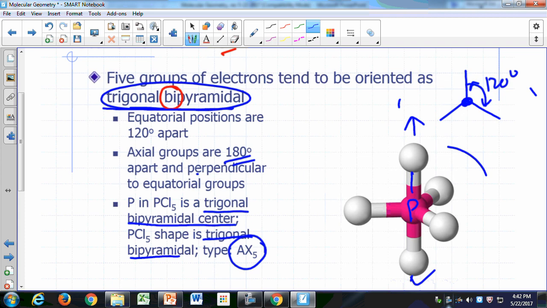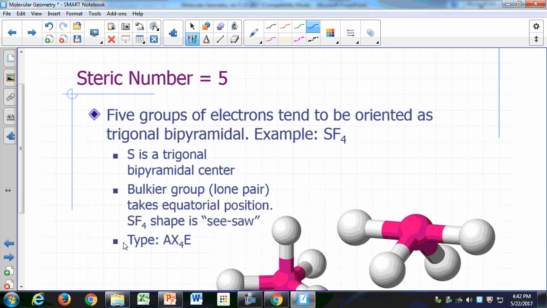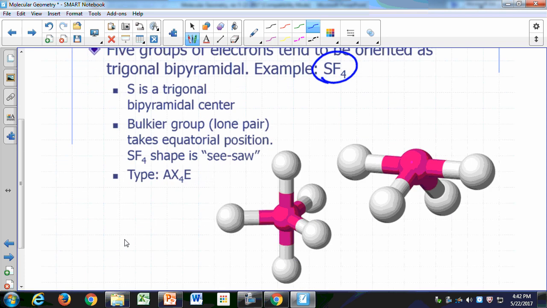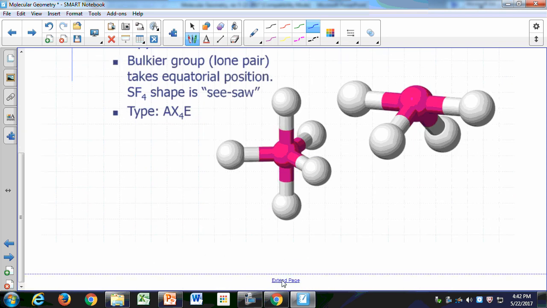There's 5 groups sticking out of your phosphorus, and there's an atom at the end of each of those 5 groups. There's no lone pair. Now, what happens if one of those groups happens to be a lone pair and you don't have an atom there? You have a steric number of still 5, but one of those groups is a lone pair. That's the case when you have SF4. Let's figure out the Lewis structure of SF4 first.